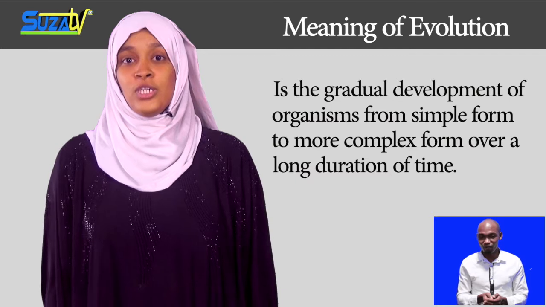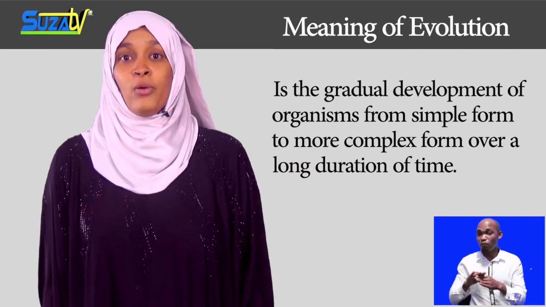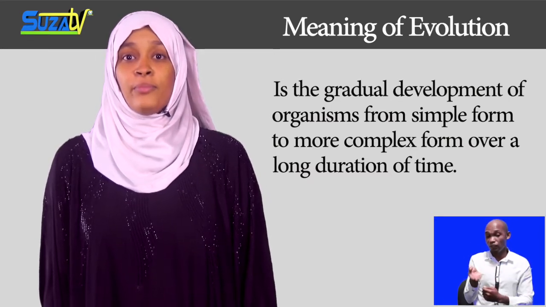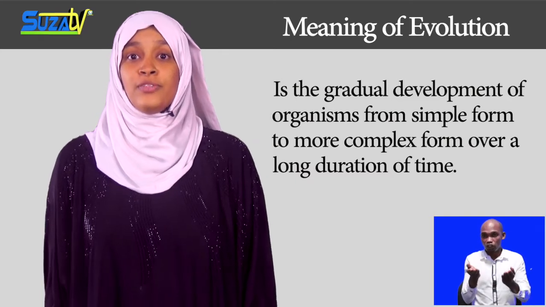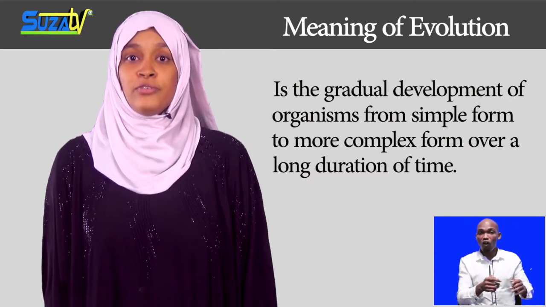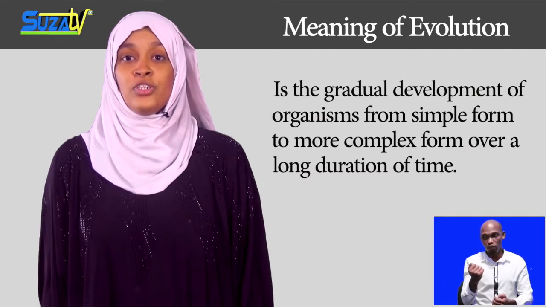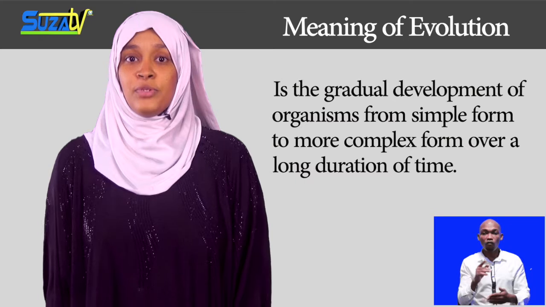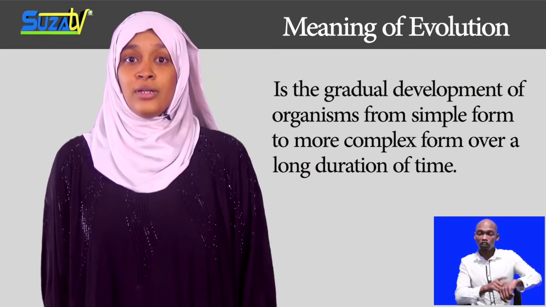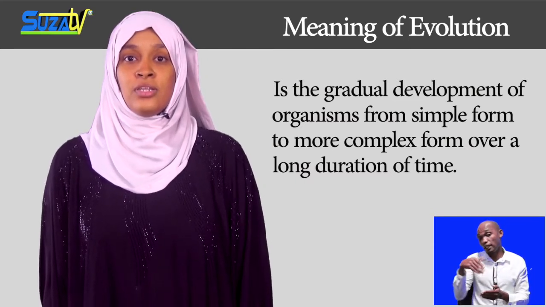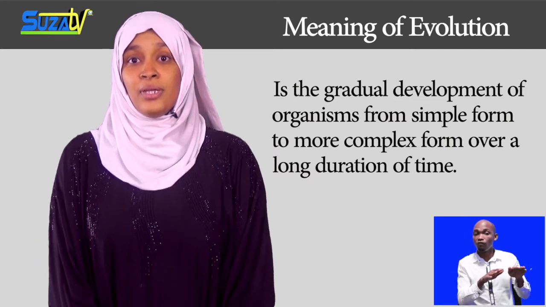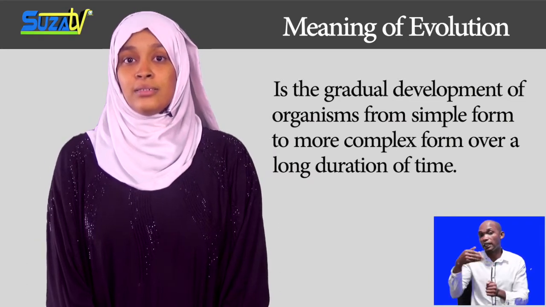When we say evolution, we mean the gradual development of organisms from simple forms to more complex forms over a long duration of time. Evolution is marked by the emergence of new species from pre-existing species and the disappearance of some species. The species that disappear are said to become extinct.